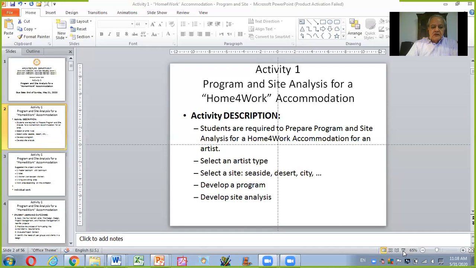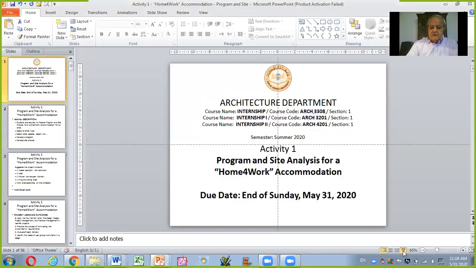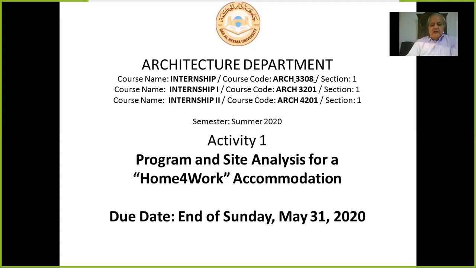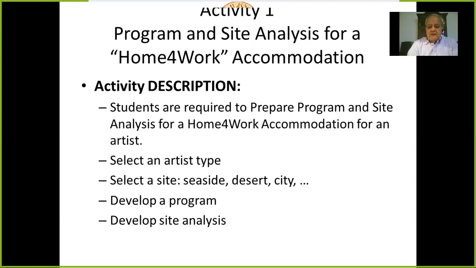So the first activity that we have to work on is to design a home for work accommodation for an artist. The artist will need to select a site. You are free to select the site anywhere in the desert, on top of a mountain, on a mountain cliff, on a seashore, in an island, any place that you find on Google Maps.